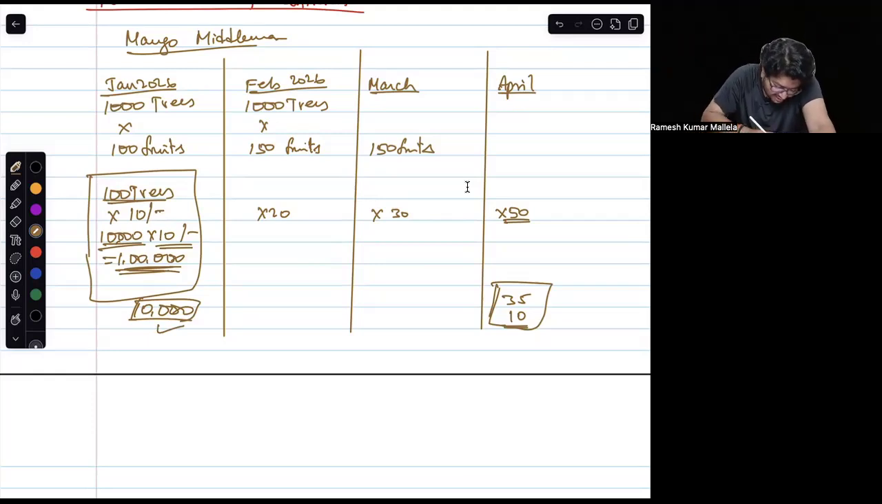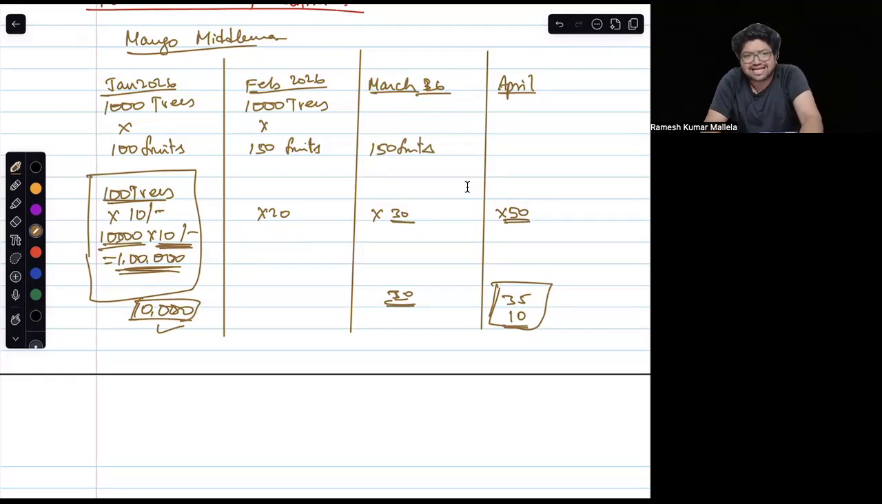On every balance sheet date, say 31st March 26, what will happen? My 10 rupees contract has become 30 rupees. So I have a 20 rupees profit here. Even if I sell on 31st March 26, I have a 20 rupees profit.